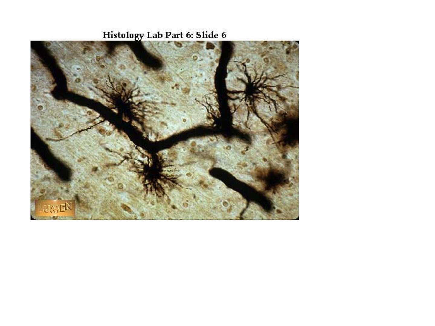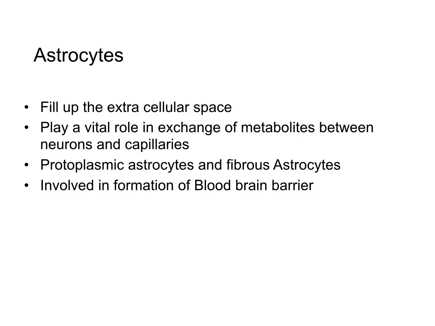Now we will see the astrocytes in detail. Astrocytes are the largest and most numerous cells of the central nervous system, and they are star shaped, and they fill up the extracellular space, that is the space between the neurons. And there are two types of astrocytes, as already mentioned. These are protoplasmic astrocytes and fibrous astrocytes.